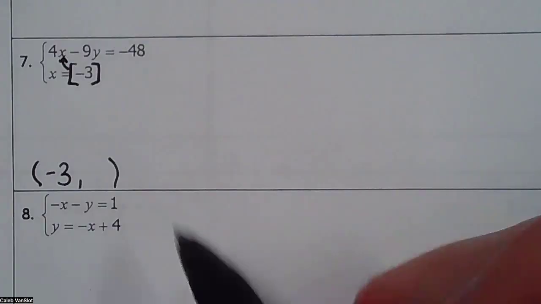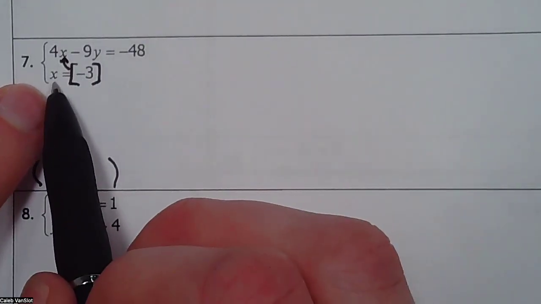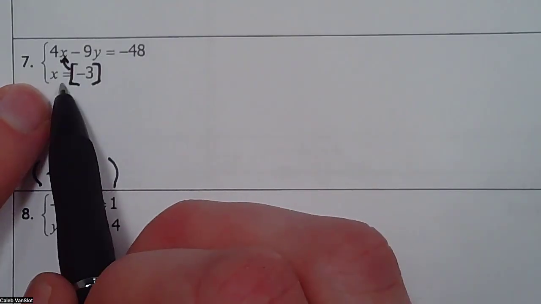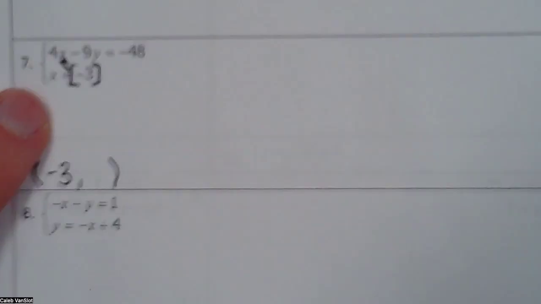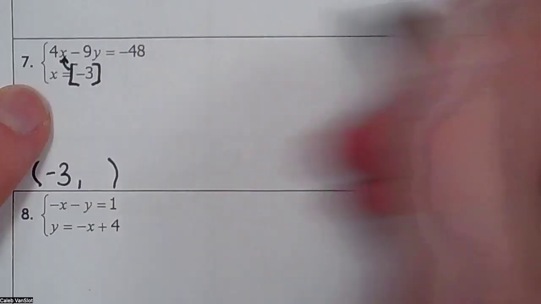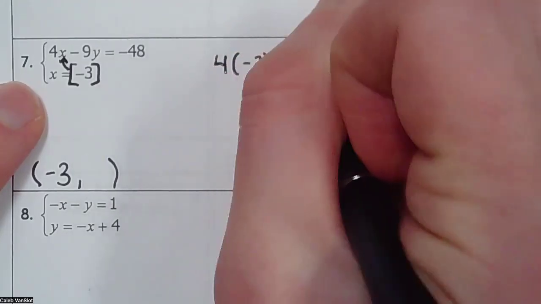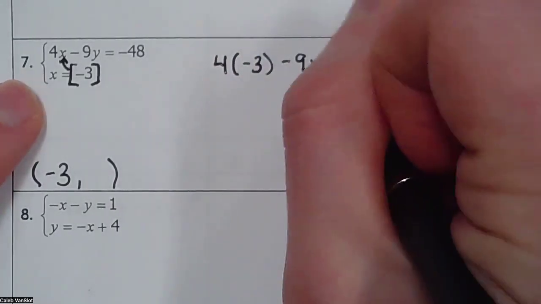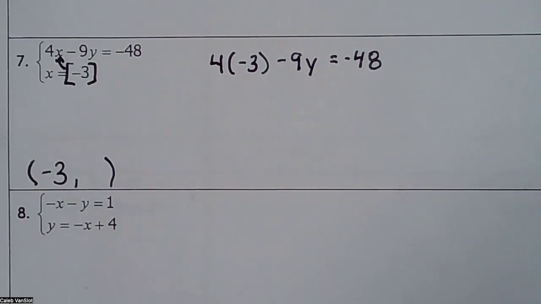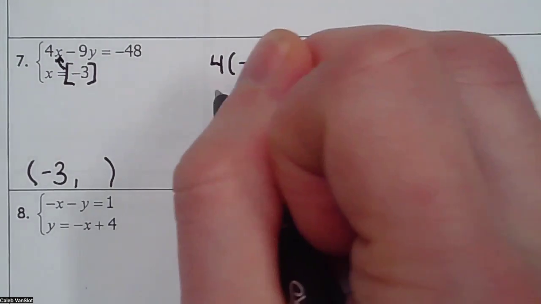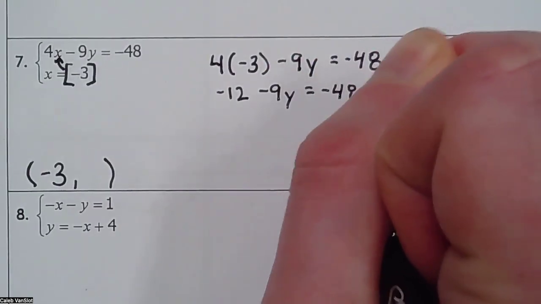Okay, so this one's a little bit different. Does everybody see how we're plugging in for the x this time instead of the y? It's because what we have on its own is an x equals equation. Okay, so you can do x's or y's. So let's plug that in. Now we've got 4 times negative 3 minus 9y equals negative 48. When I multiply this together, I get negative 12 minus 9y equals negative 48.